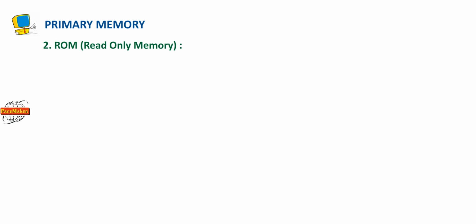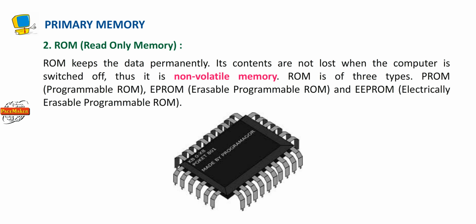ROM, read-only memory. ROM keeps the data permanently. Its contents are not lost when the computer is switched off, thus it is non-volatile memory. ROM is of 3 types: PROM, programmable ROM, and EPROM, erasable programmable ROM, and EEPROM, electrically erasable programmable ROM.